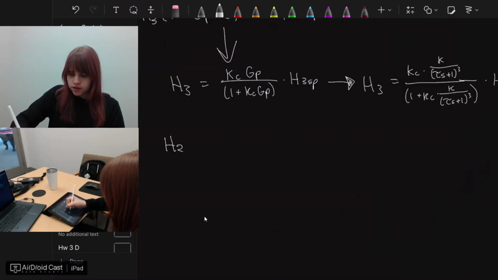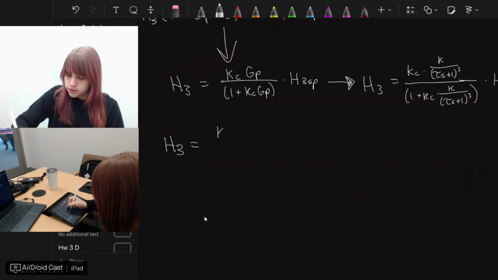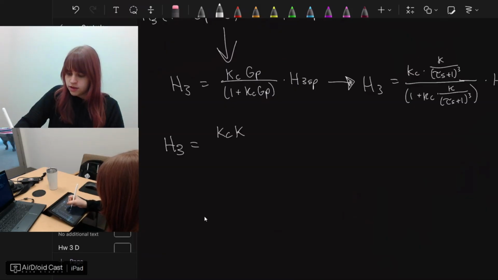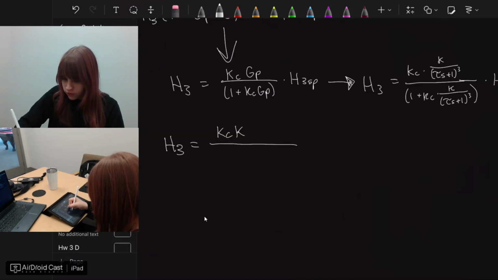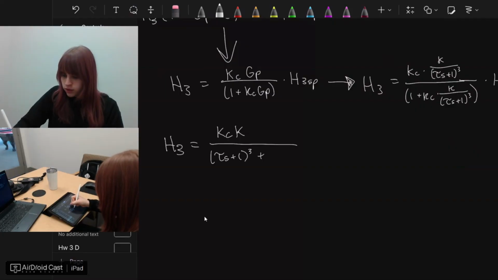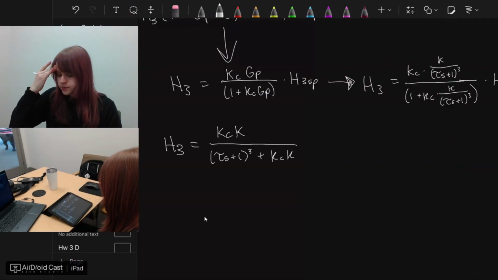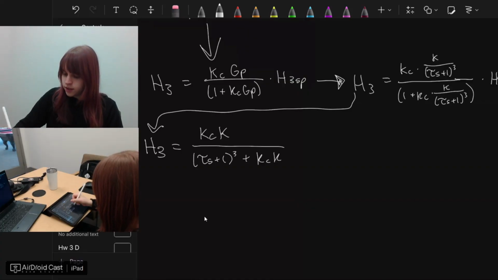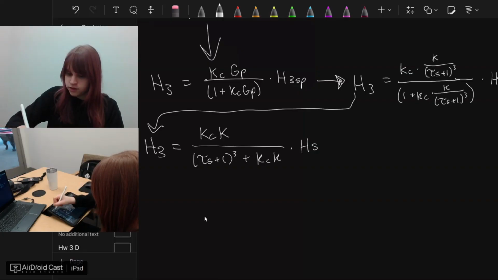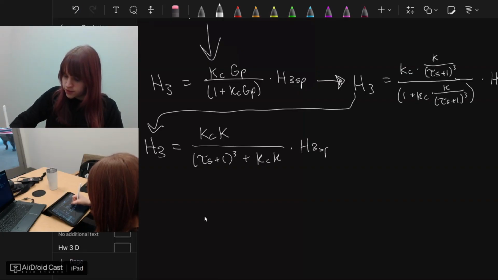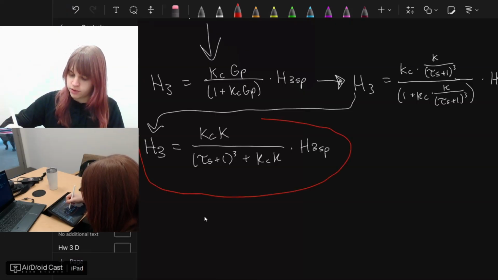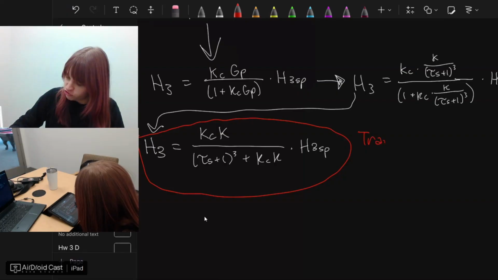And we then get that the liquid level height of tank 3 is equal to KCK over (tau s plus 1) cubed. And then we are adding the KCK. So that is from that step to this step. And we still need to multiply by our set point for the height. And this right here is the equation that we want to use for the transfer function.